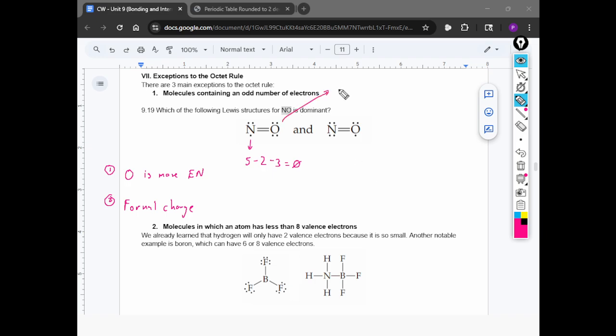Oxygen right here, 6 valence electrons, 2 lines, 4 dots. That'll get us to 0. And since both of them have a formal charge of 0, this is the dominant structure.